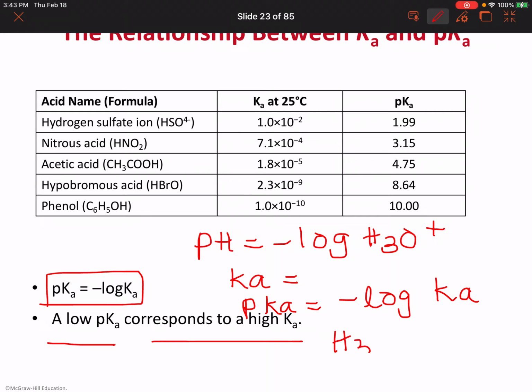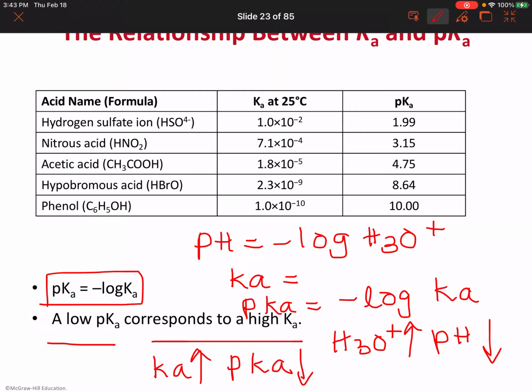Always hydronium ions and pH has an inverse relationship. Similarly, Ka and pKa also has an inverse relationship. A lower pKa meaning higher Ka. Lower pH means higher hydronium ion concentration because it's a log term. Okay.